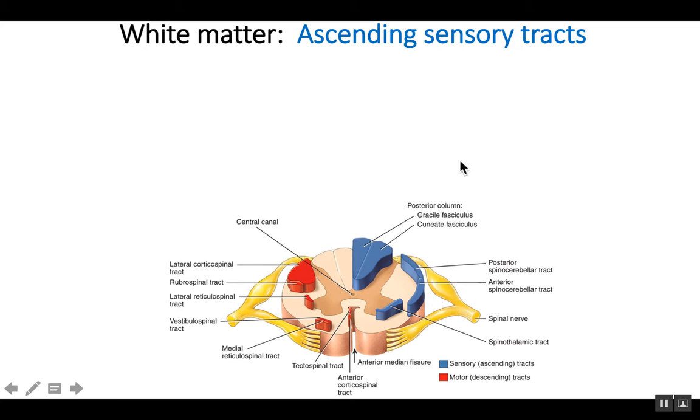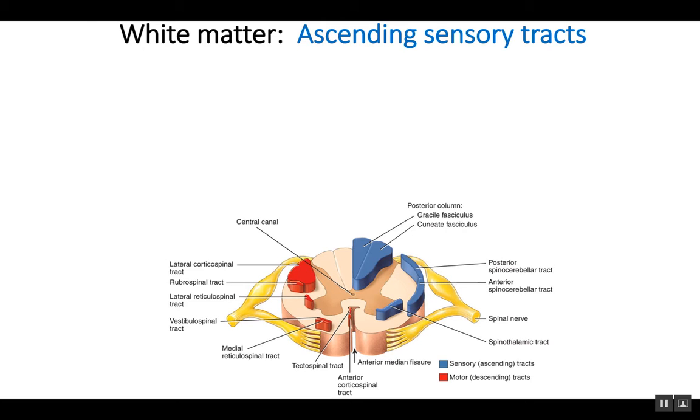We're going to use this drawing to understand how the white matter of the spinal cord works. First, recall that the white matter is composed of myelinated axons. That white matter is due to the fatty material that makes up myelin. So these white matter areas are divided up into specific tracts. A tract, if you recall, is a bundle of axons typically leading to the same destination.